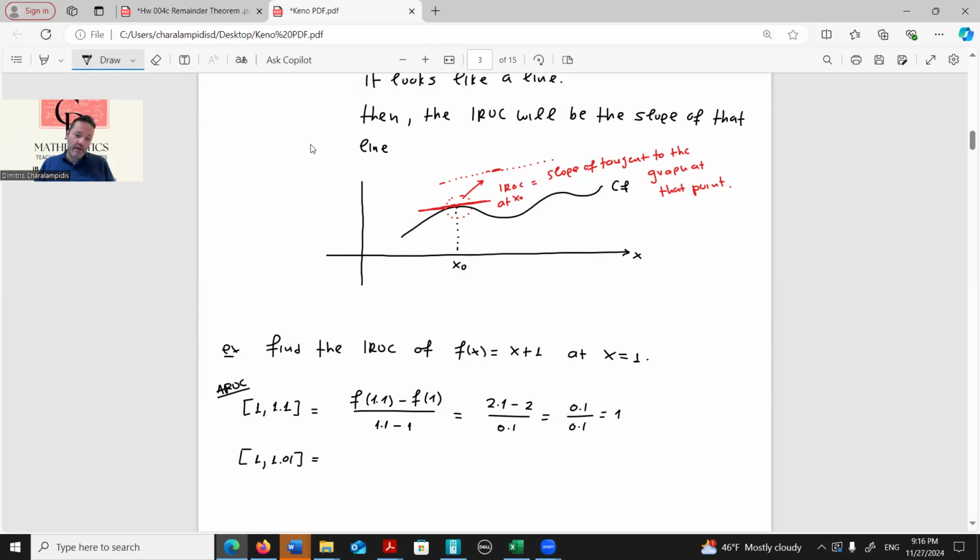Let's make it even smaller, 1.01. The average rate of change on that interval would have been f of 1.01 minus f of 1 over 1.01 minus 1, which means f of 1.01 would have been 2.01, minus 2, over 0.01. So that would have been 0.01 over 0.01. It's still 1.